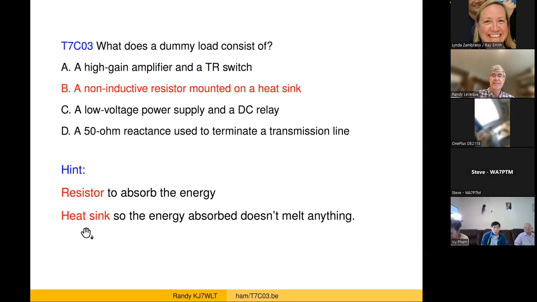And so you need a heat sink so that the dummy load doesn't heat up and burn you or get your radio too hot. So if you remember those two things, it's a resistor to absorb the energy and a heat sink to absorb the heat that's created by the resistor. That's what a dummy load is basically.